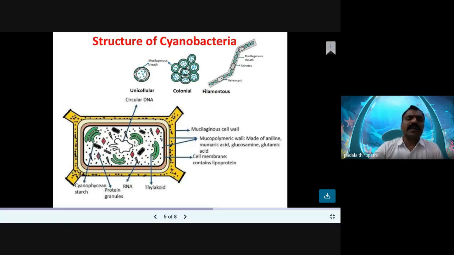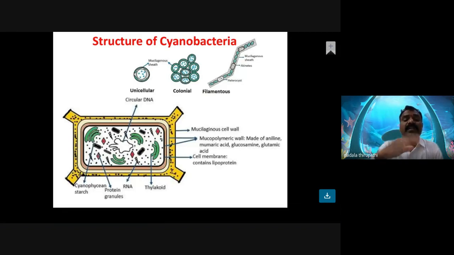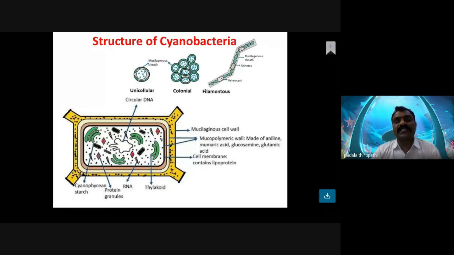We also observe the nucleoid structure in this cell. The nucleoid is in the place of the nucleus, but it is not surrounded by a definite nuclear membrane. That's why the DNA of this cyanobacteria is called a nucleoid. Circular DNA structures are also observed in cyanobacteria and bacteria. The stored food material of cyanobacteria is cyanophycean starch.